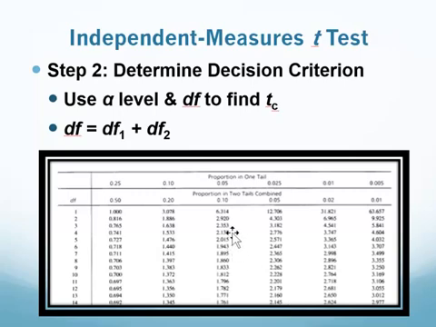Okay, so we have a two-tailed test, right? So we're going to use this row right here. We said our proportion in both tails was 0.01. So there it is. This is going to be the column that we use.